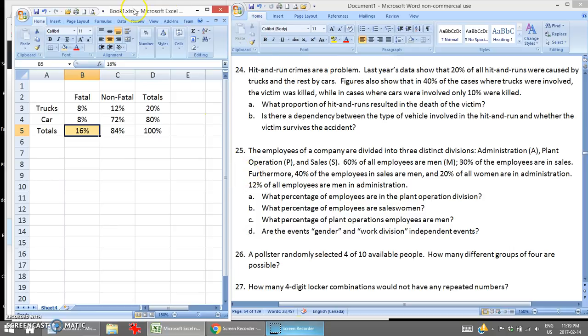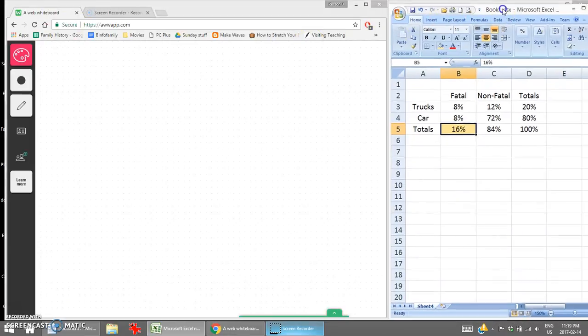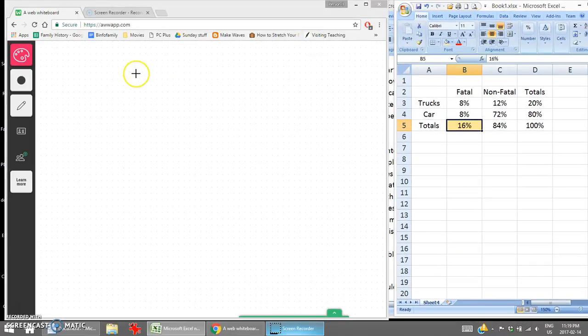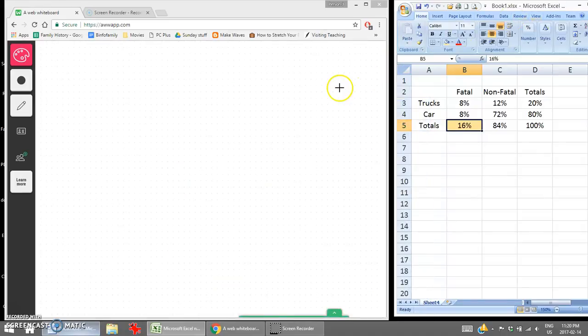We're going to do that by bringing up a white screen, keeping these numbers to the side. This test of independence is pretty open in that it's asking you to determine if there's any independence between the type of vehicle and whether or not a victim survives the accident. Other questions might specify a test of independence using one of the variables versus another. But this one is pretty open. So let's pick trucks.